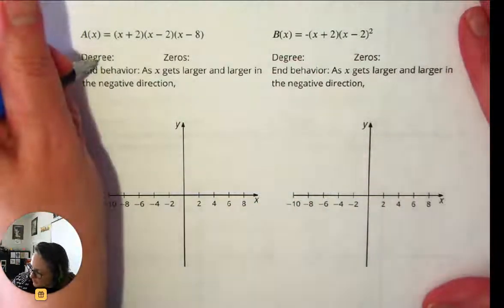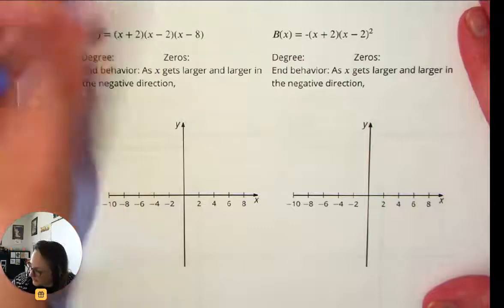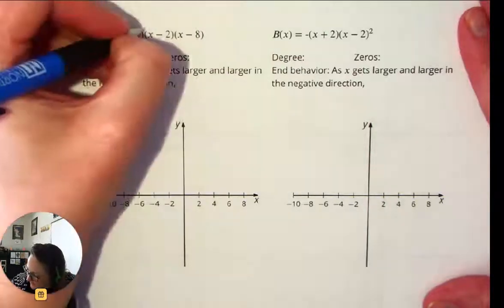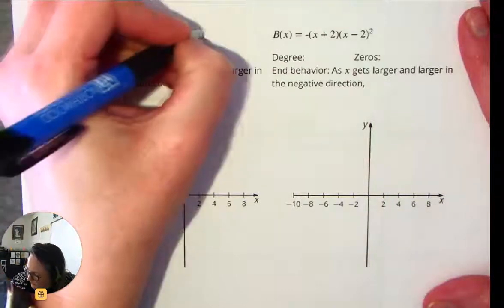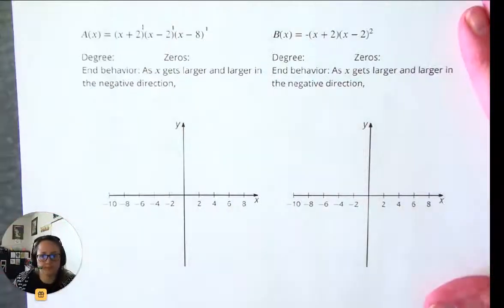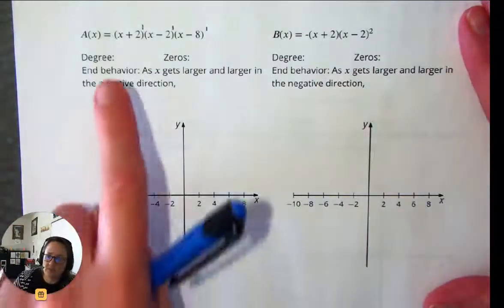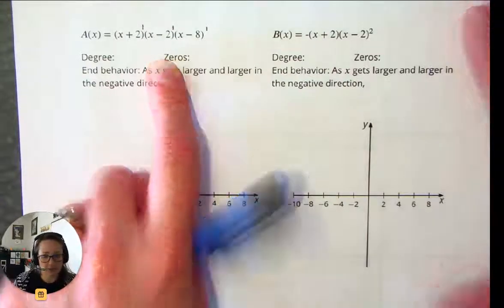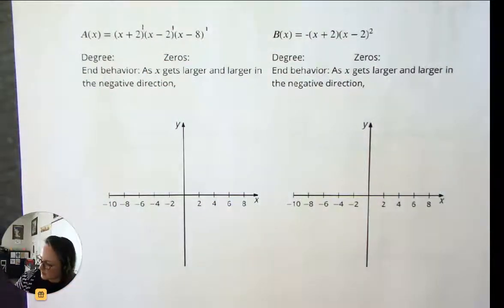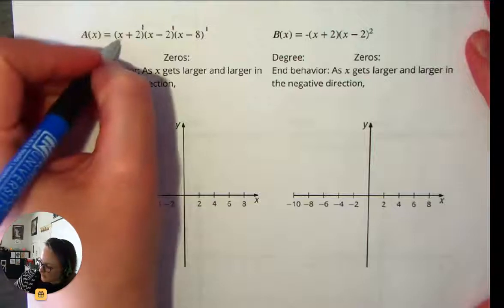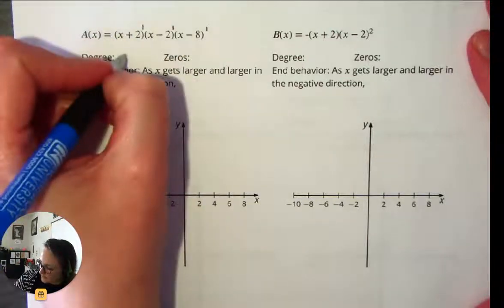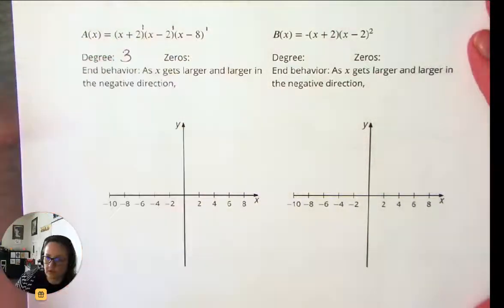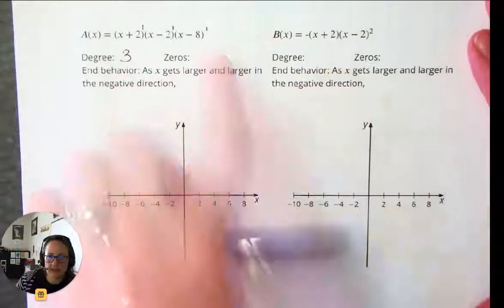So I start by thinking about the degree. Each factor that I see has a degree of 1. And if I multiplied all of this out using my polynomial multiplication, the grid multiplication, I would also see that I would have an x to the third power. So this has a degree of 3. Each factor happens one time.